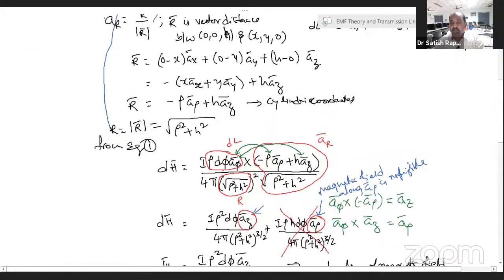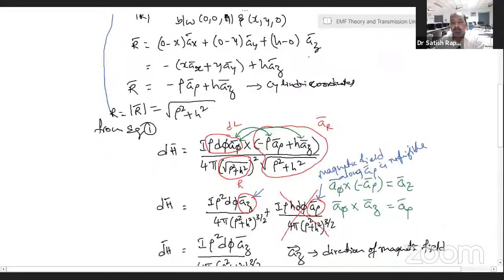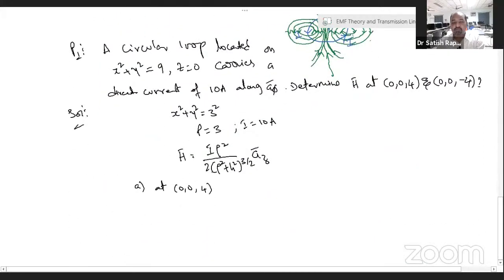In this, what is the point P? At what point have we calculated? At (0, 0, h), on the z-axis. So here (0, 0, 4) means h is equal to 4. Therefore all the values are known.